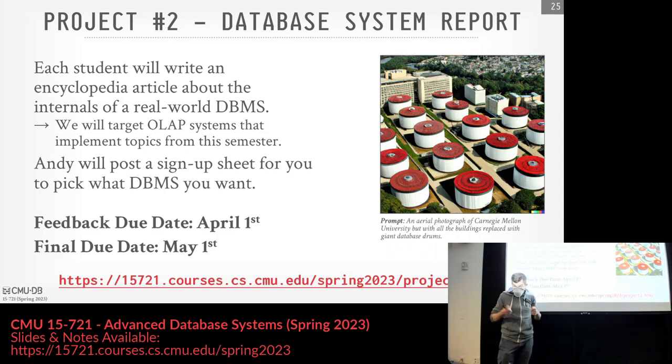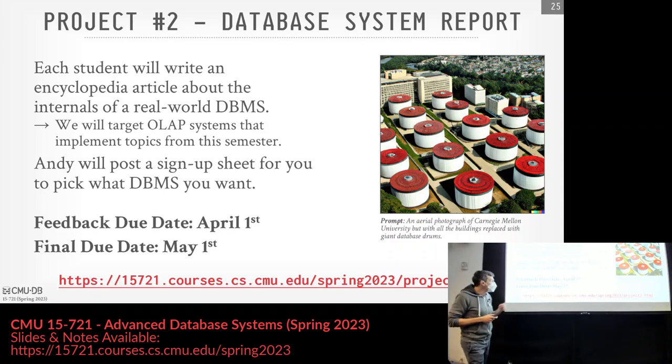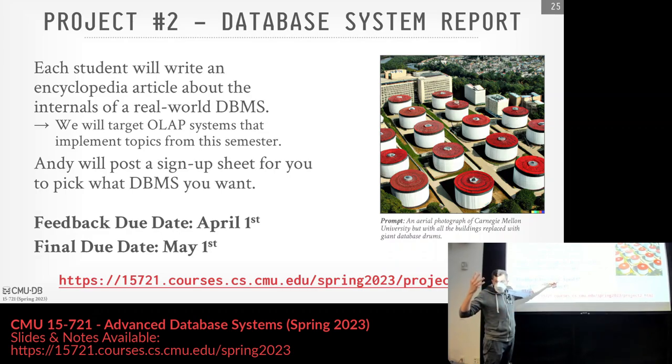If there's one system you want to choose that I missed, tell me, because I'm surprised I would miss it. But there are systems that in previous years people already wrote the articles on. So for Postgres, that one's pretty well written. We wouldn't want to pick that. So what we're going to do is there are going to be two submission dates. The first one will be a feedback submission where you say, here's the first draft of it, April 1st.